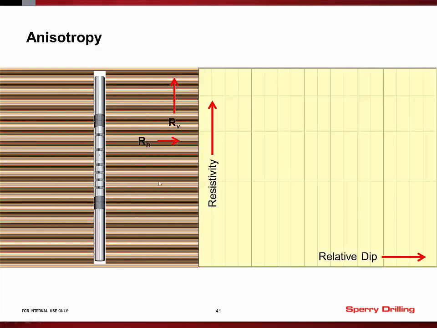So let me show you what that looks like in terms of a log response. Here I've got a plot of relative dip versus resistivity. If you take the normal to the bedding plane, that is a line that's at right angles to the bedding plane, the angle between that and the borehole axis is what we mean by relative dip. So in this case we've got a 0 relative dip, and as we increase the inclination, the relative dip will also increase. And let's look at what the resistivity is going to do as the tool orientation changes.